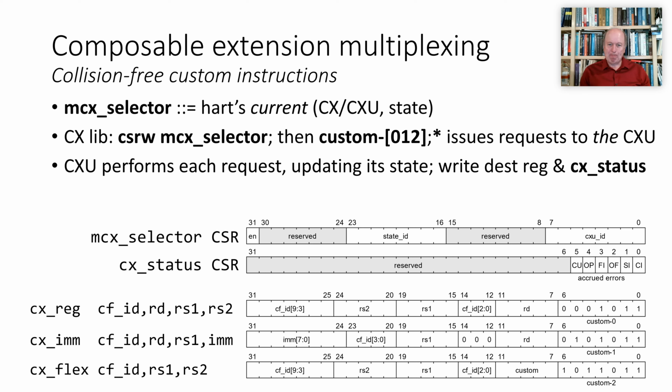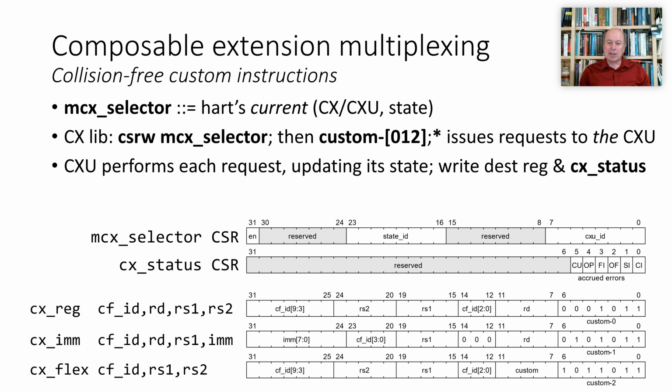It's a bit analogous to the vector extension's setVL prefix instruction, which changes the behavior of the other vector instructions in its wake. As custom instructions issue, they are turned into CXU requests, which are sent out to the heart's selected CXU. That CXU performs each request, possibly updating some isolated local state, and then the CXU response data is written back to a destination register. The CX status register will accumulate any CXU response errors. CX status is analogous to the floating point FCSR register, which accumulates floating point errors.